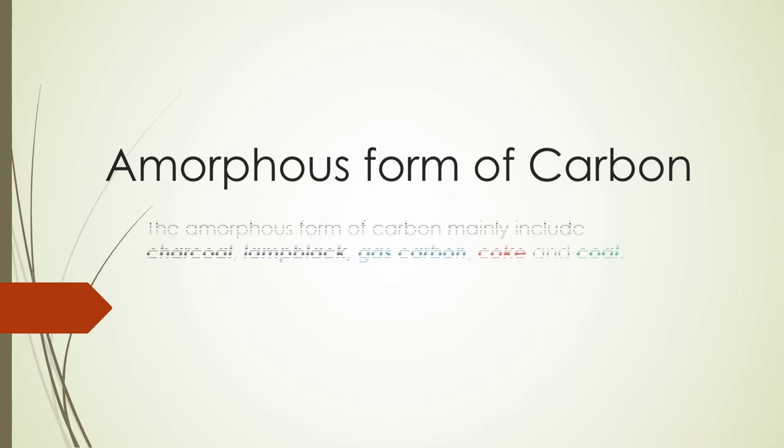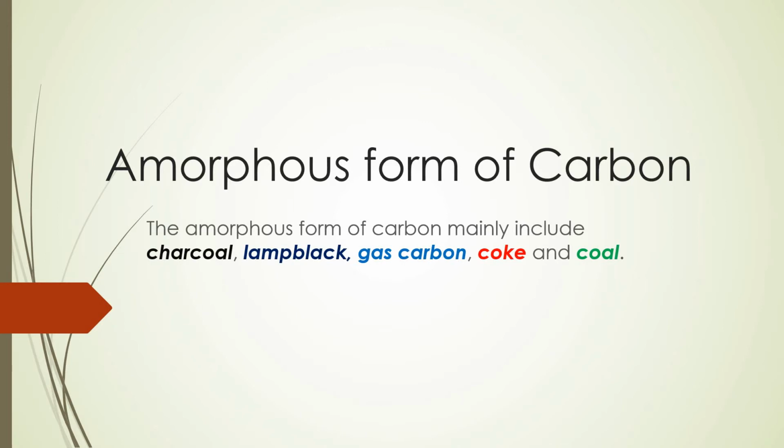The amorphous form of carbon mainly includes charcoal, lampblack, gas carbon, coke, and coal. So carbon exists in 5 different amorphous forms: charcoal, lampblack, gas carbon, coke, and coal. And in today's class, we are going to discuss about charcoal.